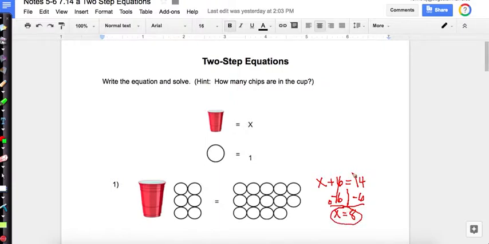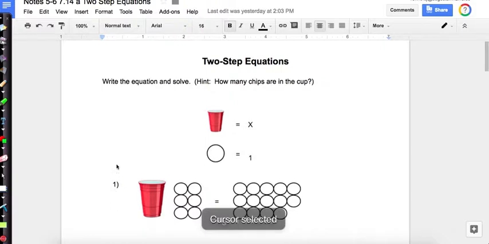Now another way to solve this would be to use the picture to help you solve it. So if you cancel out 6 circles on this side, you can cancel out 6 circles on this side, and that would be 1 cup equals 8 as well. So I can show you using the picture, or I can show you using algebra.